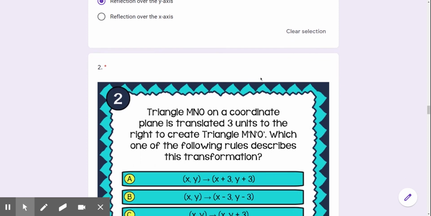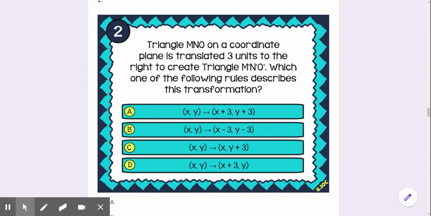And then I want to do one of these with you, and then you can continue on your own. This one says triangle MNO is on a coordinate plane and is translated 3 units to the right to create triangle MNO prime. Which one of the following rules describes this transformation? There's only one change happening here. The only change is it's being translated 3 units to the right.